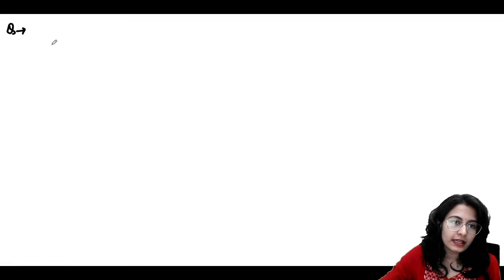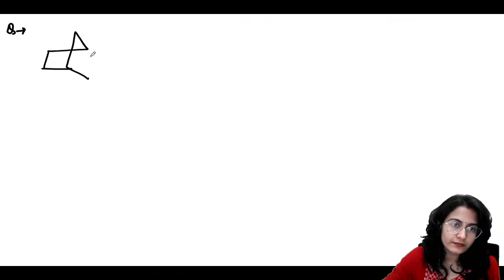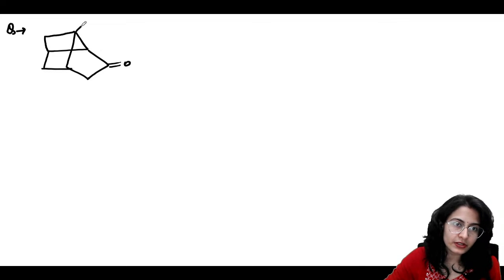See, I am having a typically big molecule. So basically this was a norbornenone, but here we have added one more carbon like this. One more carbon over here and I have put 2 methyls like this.